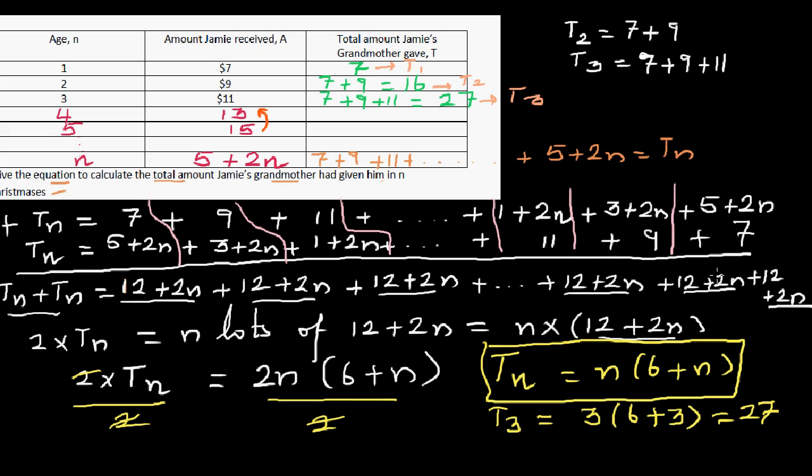Okay, so if someone asks you, how much did she give by the 18th Christmas of Jamie, what's the total amount that his grandmother gave? You just put 18 in place of n. So 18 times (6 plus 18), which is 18 times 24, whatever that is. So let me get a calculator.